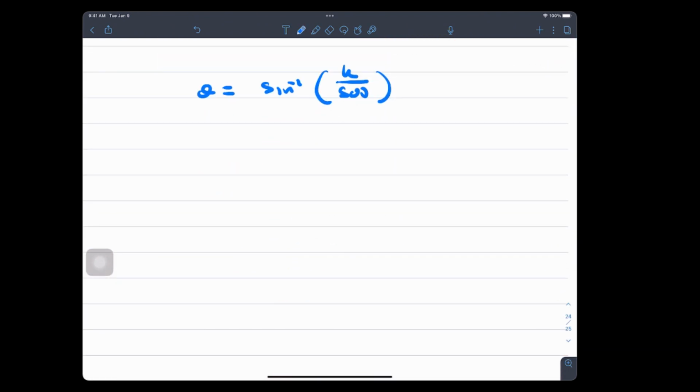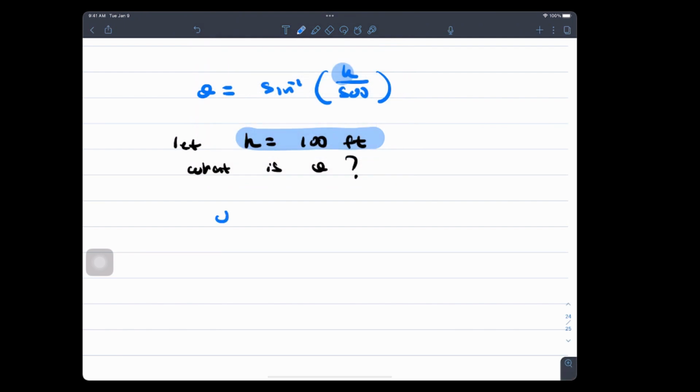So now they're going to say, let your height be, like if your height is 100 feet, what is theta? So what they gave you is h. They're going to give you this h value. You go, okay, h is what now? 100. So theta will be inverse sine of 100 over 500. Now you're going to use a calculator. Use your calculator.